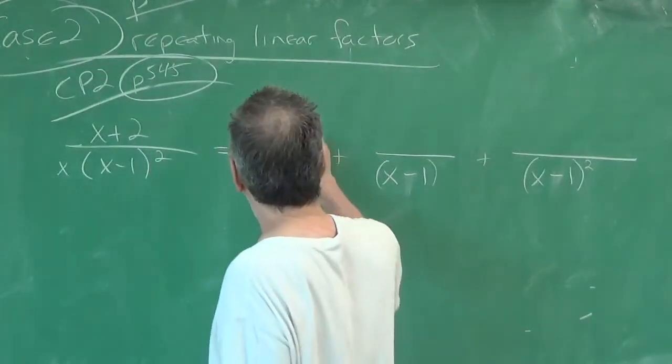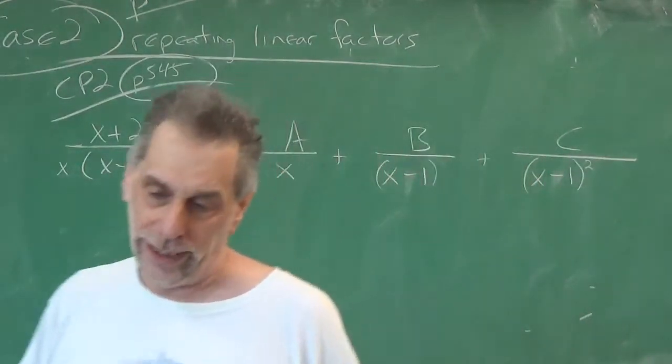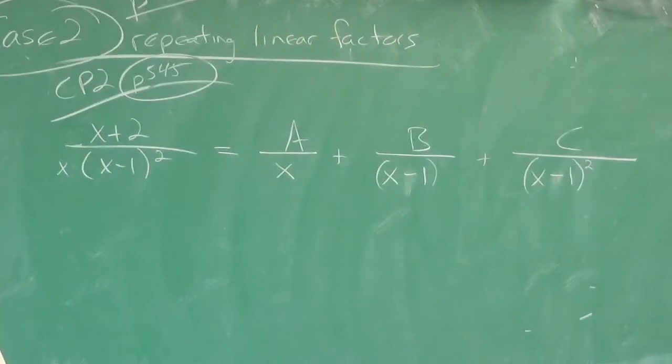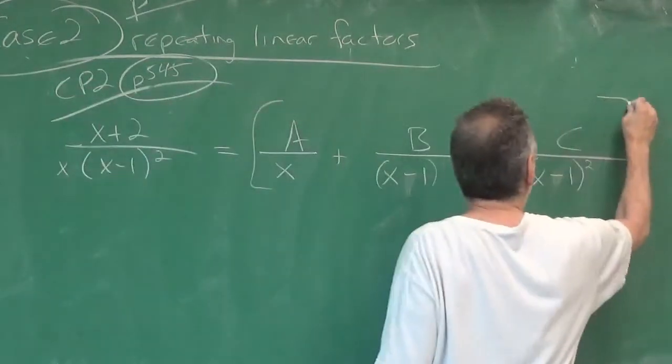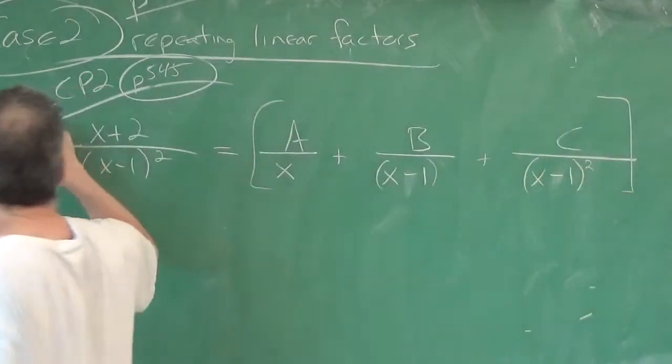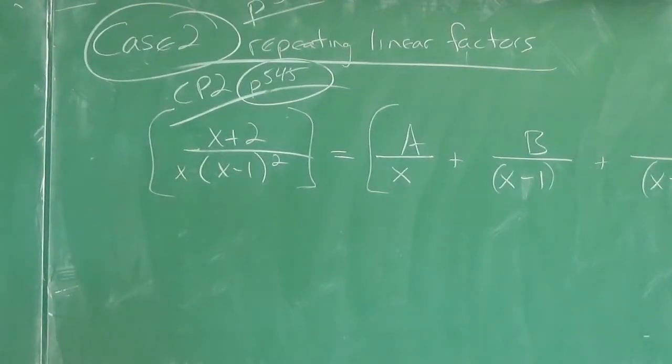So again, we're looking for A, now we're looking for 3 numbers. So we're going to get 3 equations and 3 unknowns. Okay, but it's exactly the same process as what we just did, just a little bit more algebra involved, and it's a 3 equation system instead of 2.